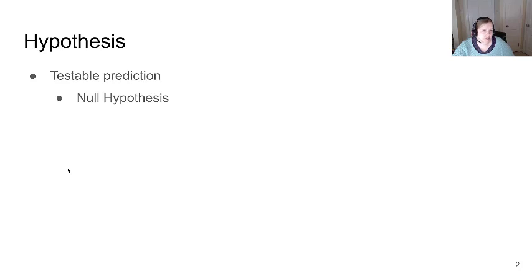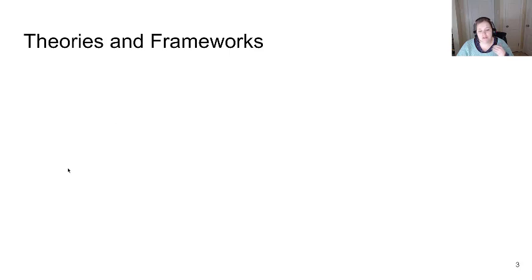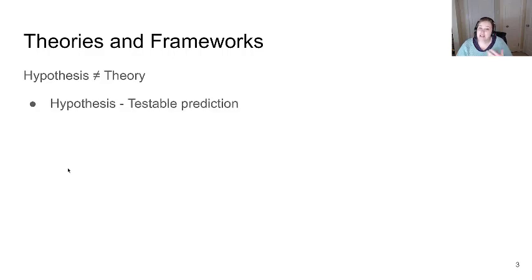And so we had null hypotheses where we have no expectations, and then we had regular or real hypotheses in which we have a prediction, sometimes of a relationship and sometimes of no relationship. So theories and frameworks are bigger than hypotheses. A hypothesis is not the same as a theory. A hypothesis is a testable prediction. A theory is something that makes testable predictions.